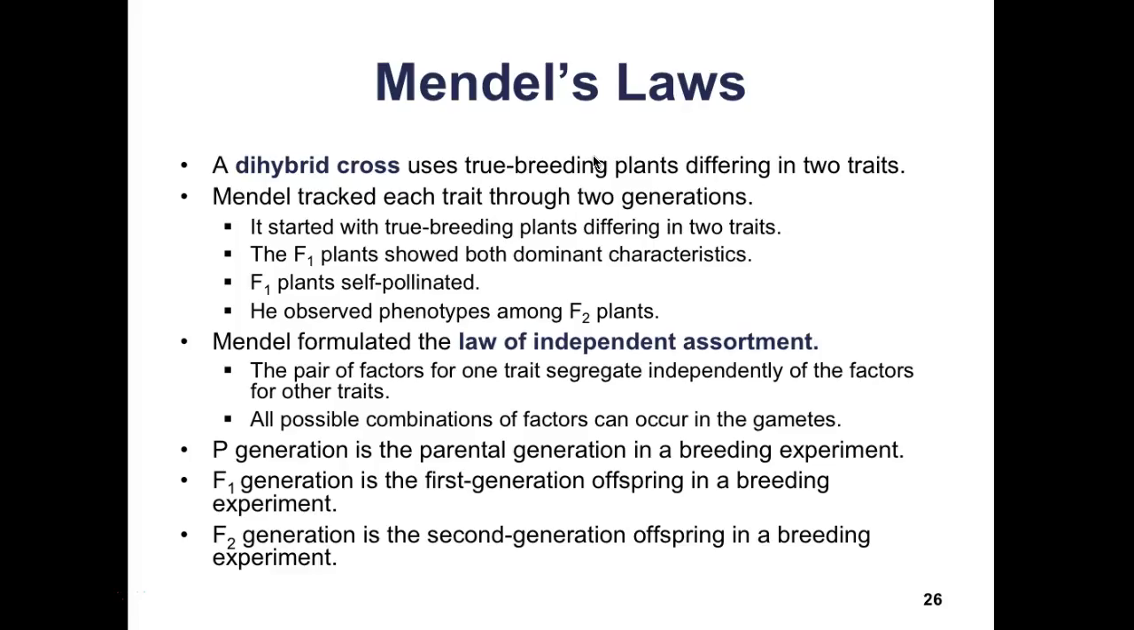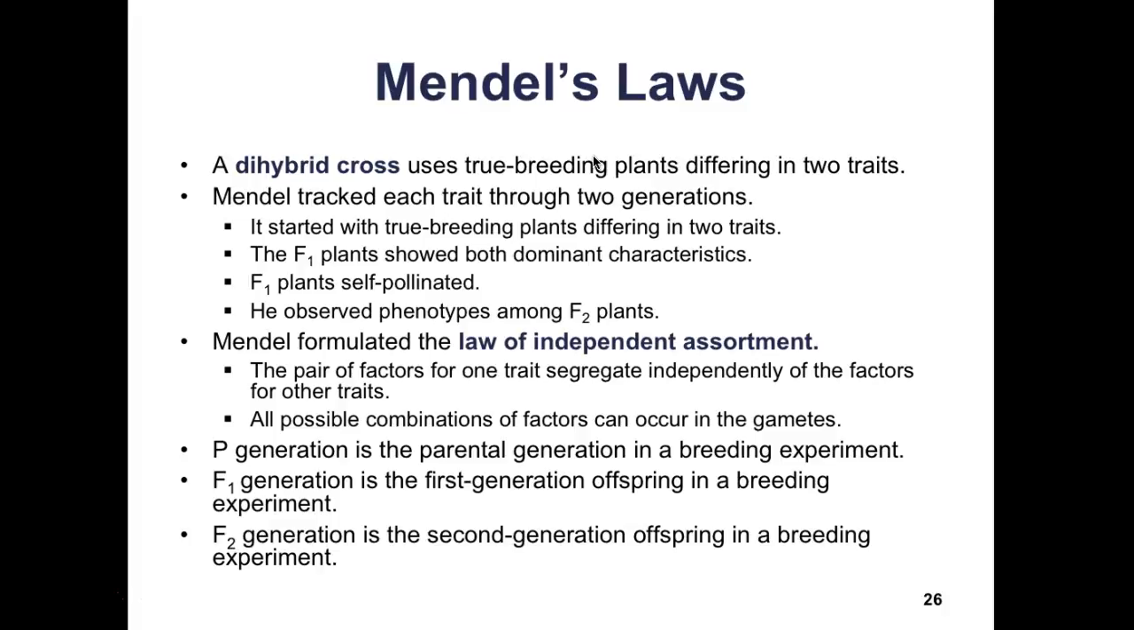assortment. So for Mendel's laws, we do have a two-gene cross, dihybrid, which uses true breeding plants differing in two traits. Mendel tracked each trait through two generations. It started with true breeding plants differing in two traits. The F1s showed both dominant characteristics. When the F1s were self-pollinated, he observed phenotypes among the F2s. From this, his results led him to formulate the law of independent assortment.